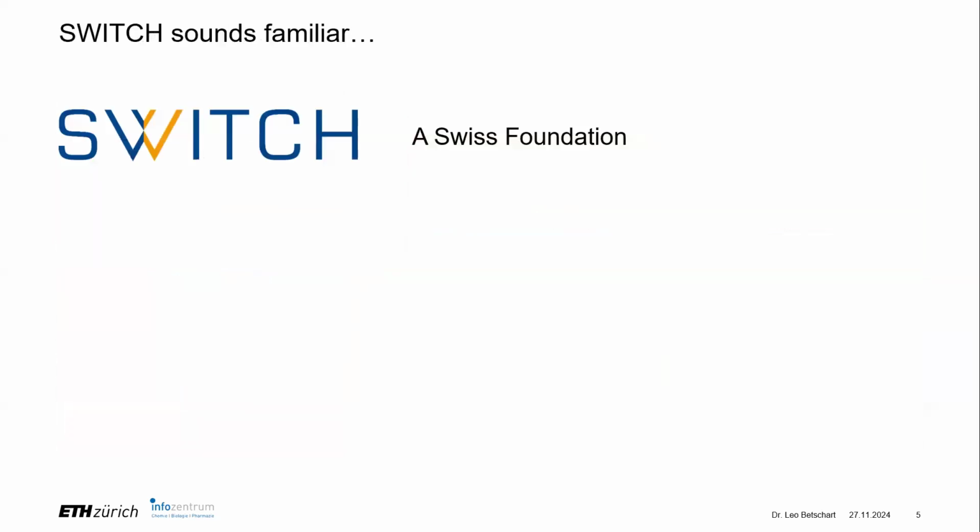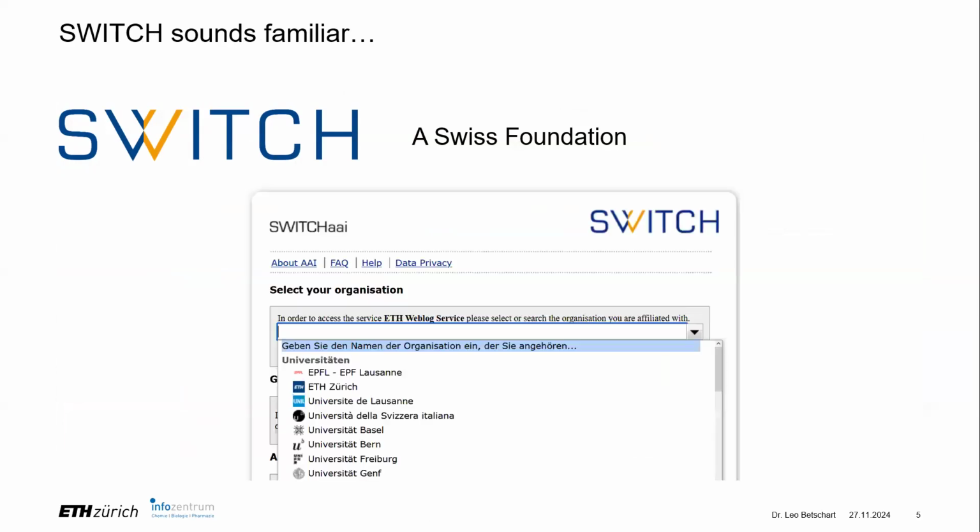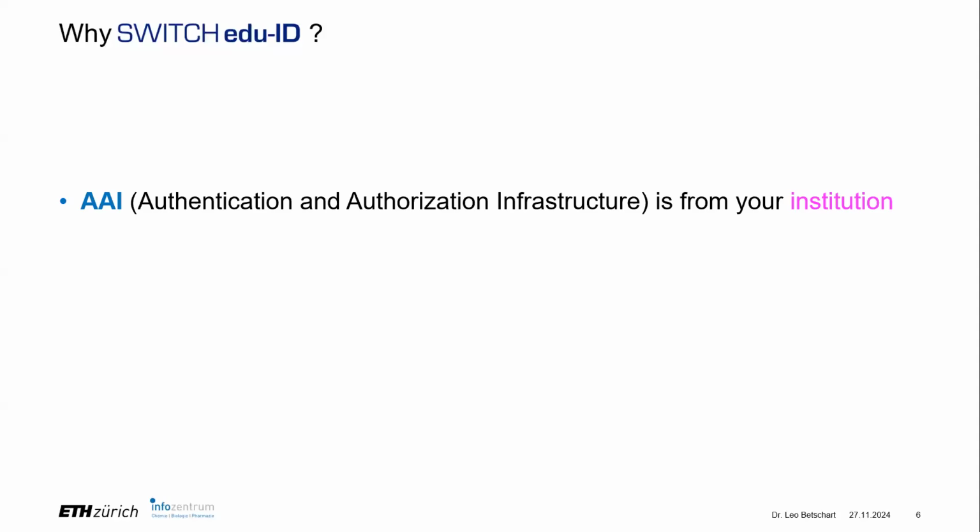It might sound familiar to you because, for example, if you rent a Swiss web address, so ending on .ch, then this is managed by SWITCH. It's a foundation, and it also provides access via AAI. So why the SWITCH-edu ID, you might ask? AAI typically is tied to your institution. So for example, if you're at ETH, then you can access certain resources via ETH.